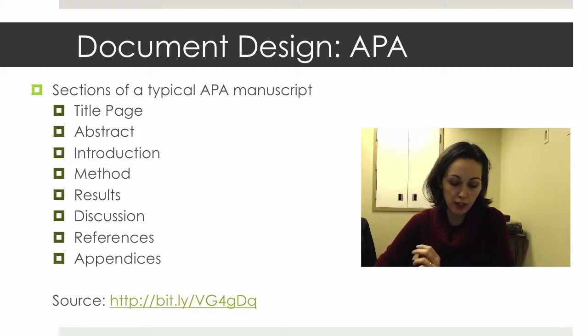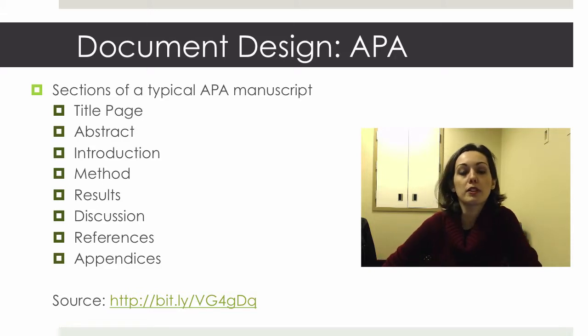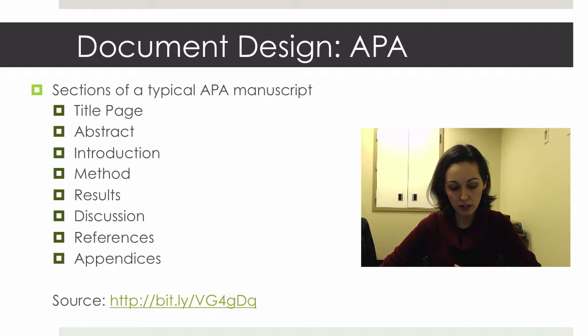So I'll talk a little bit about the document design. When you are preparing a manuscript in APA, there are a couple of typical sections for an APA manuscript. One of them is the title page. The second one is the abstract. You generally write an abstract for any APA manuscript.